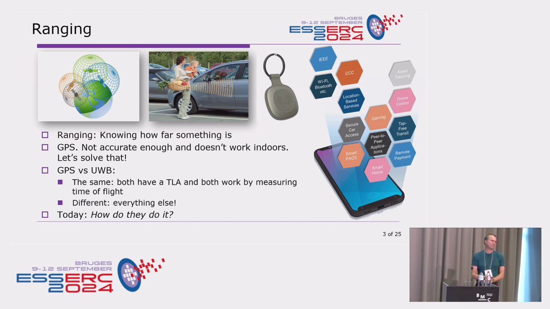Let's solve that. Now, GPS and UWB have two things in common. They both have a 3-letter abbreviation, and they both work by measuring time of flight. But what's different is, well, more or less everything else. And as said, GPS is the global stuff.